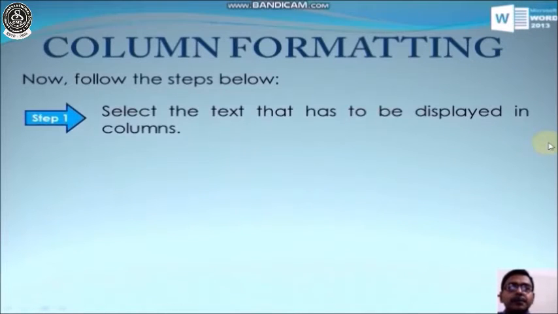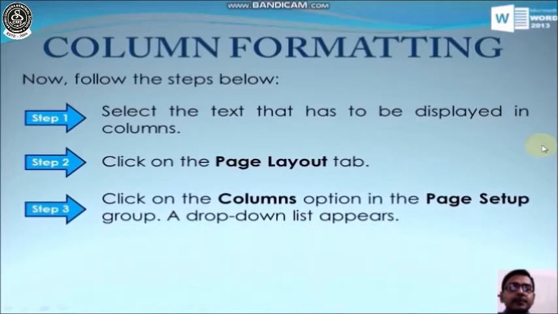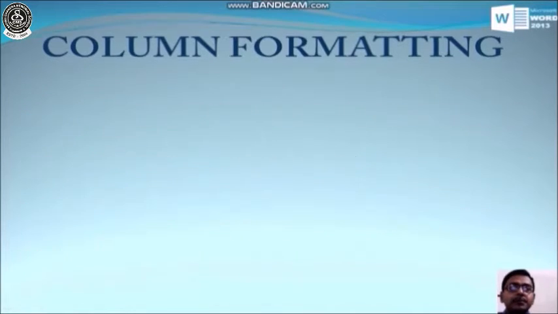Now follow the steps below. Step number 1, select the text that has to be displayed in columns. You have to select the text first. Step number 2, click on the page layout tab. Step number 3, click on the columns option in the page setup group. A drop down list appears. And step number 4, click and choose the desired number of columns.